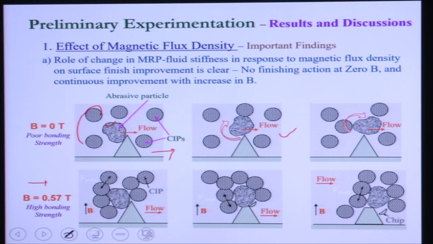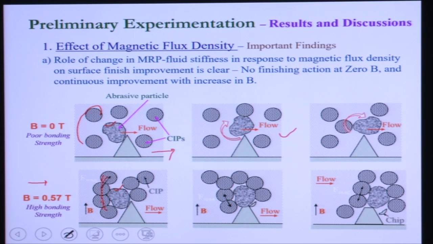Now, the second row shows a magnetic field of 0.5 Tesla, so a high magnetic field is available here. You can see the CIP particles forming chains. Because of the dipole moment, strong chains form between the CIP particles. Now, when some abrasive particles come into contact with or in between these CIP chains, they are held in between these chains.